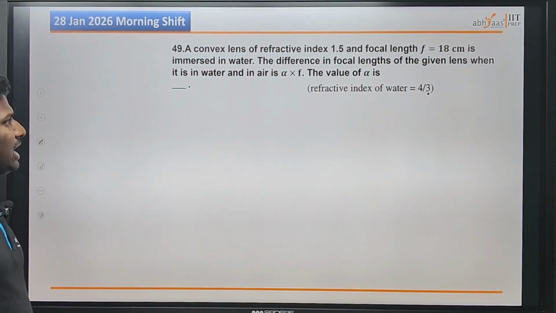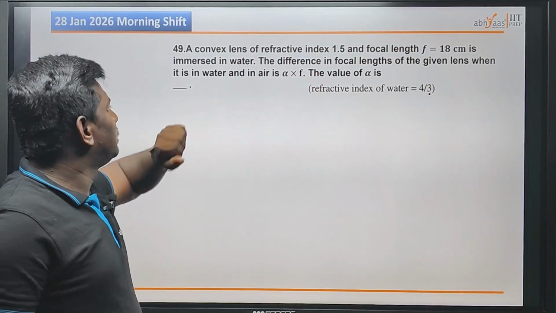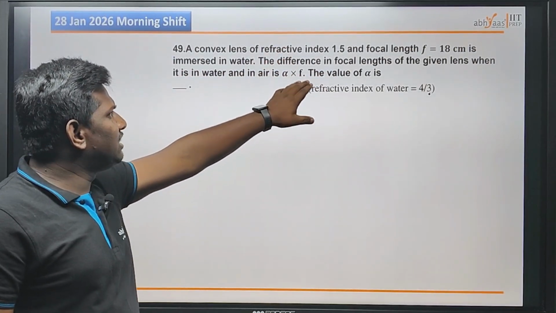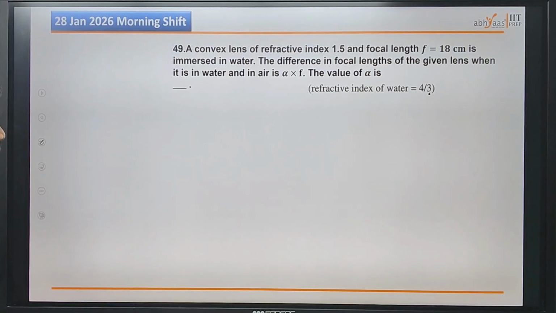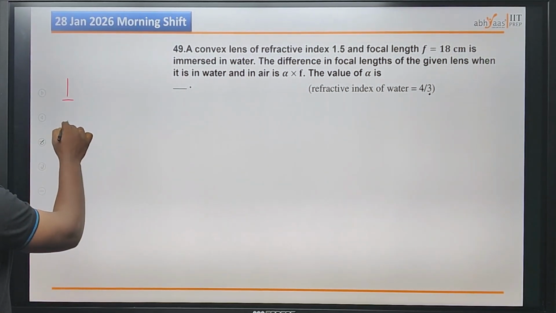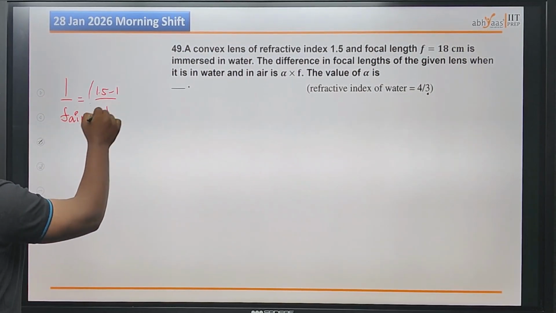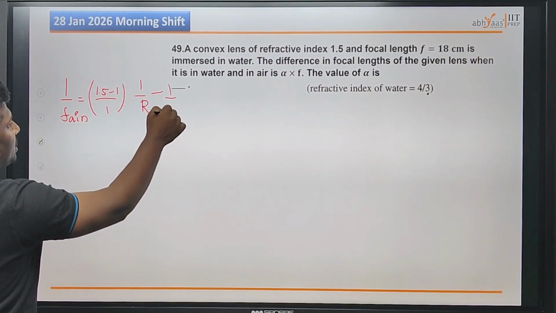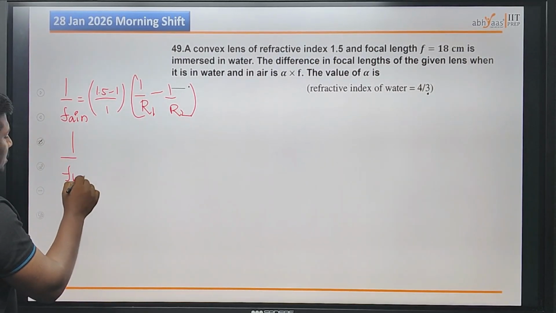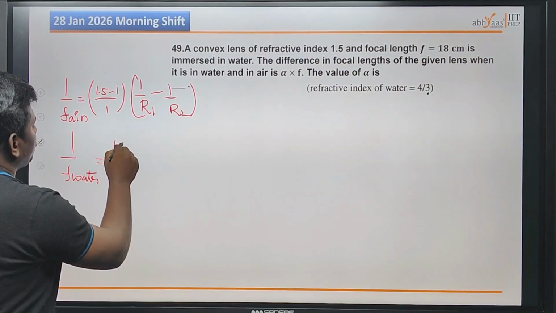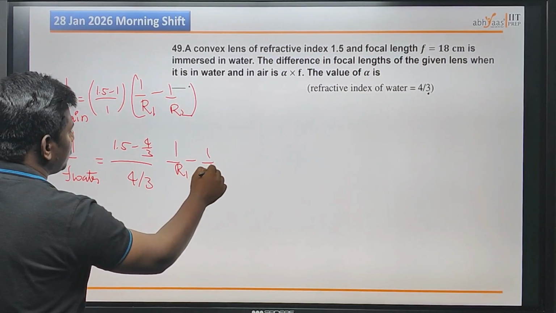Next, question number 49. A concave lens of refractive index 1.5 and the focal length they have given is immersed in water. The difference in focal length of the given lens when it is in water and when it is in air. So focal length of a lens in air can be written as 1.5 minus 1 by 1 into 1 by R1 minus 1 by R2. Focal length in water can be written as 1.5 minus 4 by 3 by 4 by 3, into 1 by R1 minus 1 by R2.